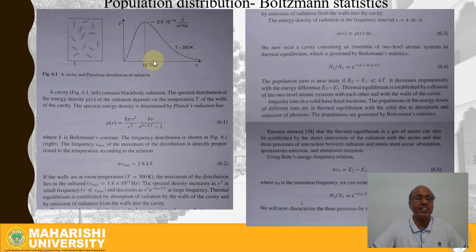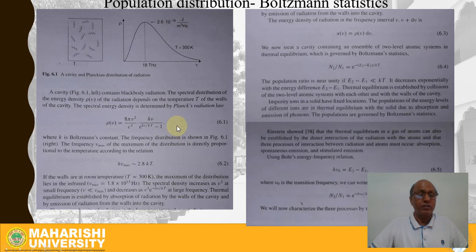You can see here that the peak at which the maximum spectral energy density occurs is at 18 terahertz, and this is the situation for thermal equilibrium at T equal to 300 Kelvin, and the spectral energy density at that particular frequency is 2.6 times 10 to the power minus 19 joules per meter cube per hertz.